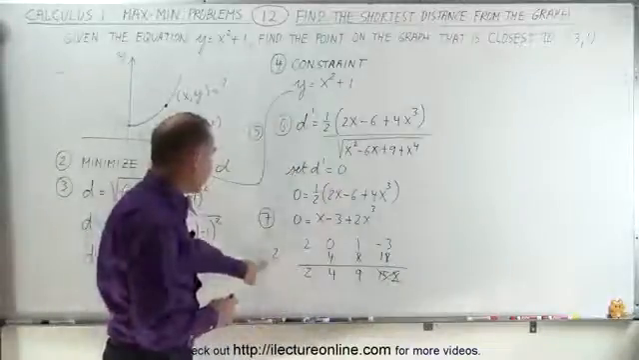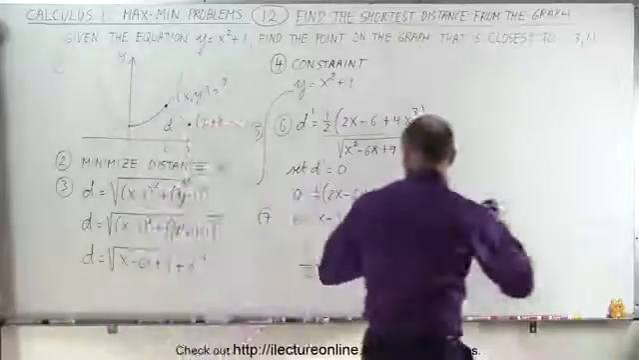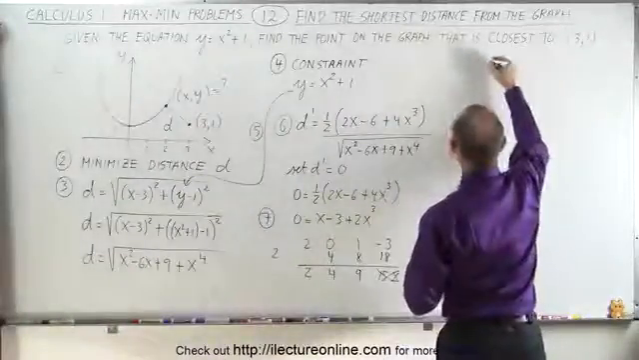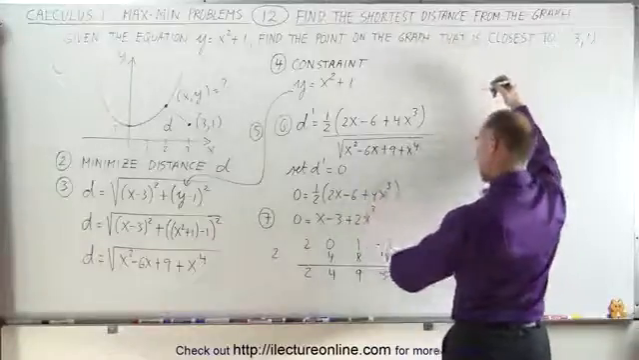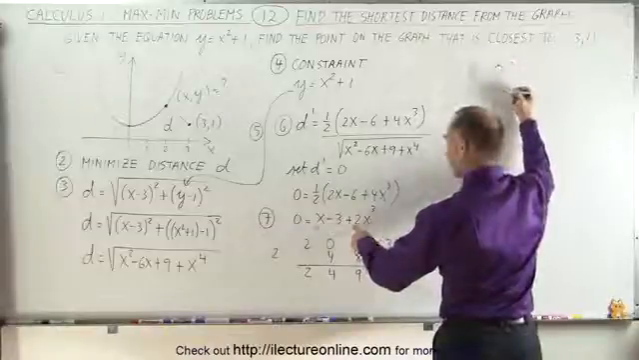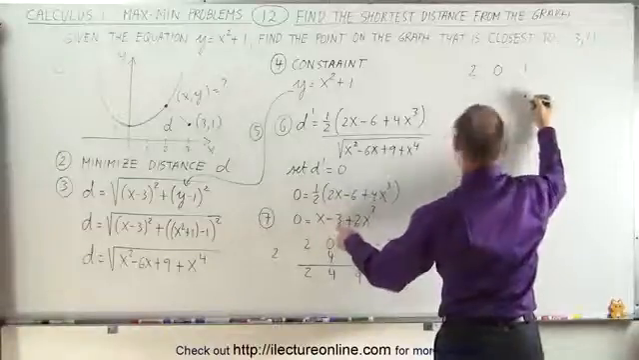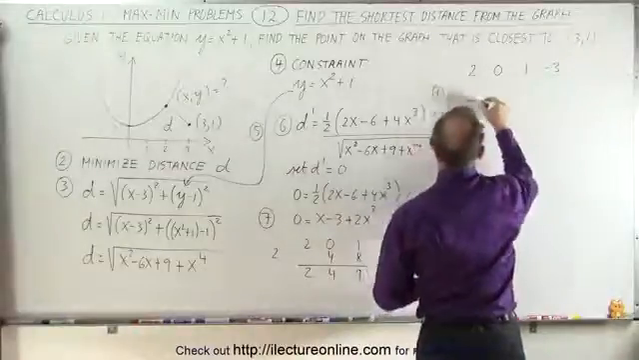So the root 2 didn't work for us, so let's try x equals 1 and see if that works. Again, using synthetic division, we have the coefficients for the x cubed term, 2, 0 for the x squared term, 1 for the x to the first power, and a constant minus 3. So let's try 1 as a root.